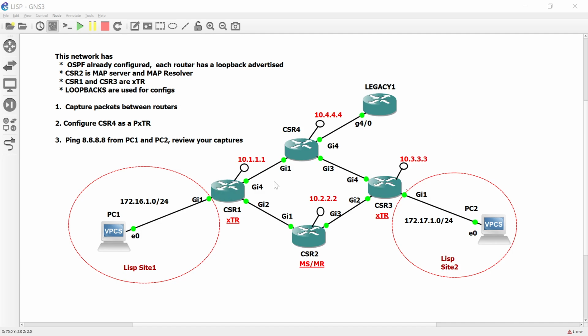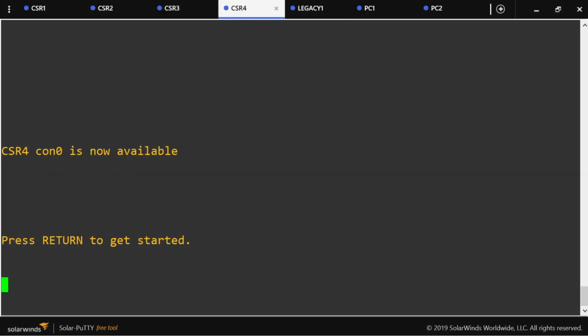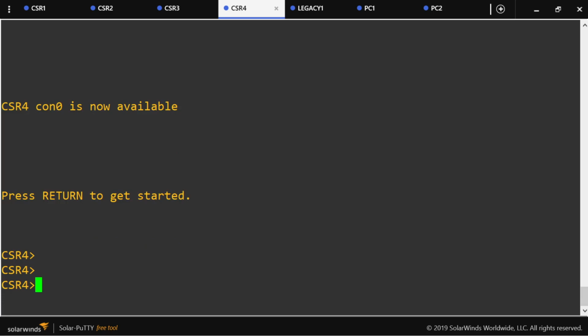First, we're going to capture packets to see what is going on. Let's start capture here. Okay, configure CSR4 as a PxTR. So let's go to router 4, and we'll have to configure it as a proxy for this network.